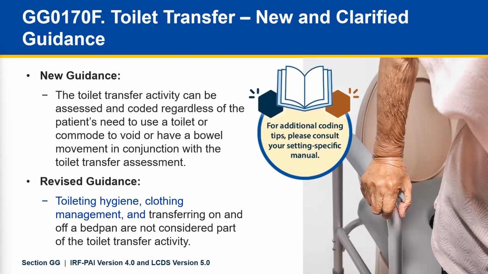GG0170F, toilet transfer, looks at the patient's ability to get on and off the toilet. Just like with toileting hygiene, the transfer on and off a toilet can still be assessed and coded with a performance code, even if the patient does not need to void or have a bowel movement in conjunction with that transfer. It is also important that for GG0170F, the activities of toileting hygiene, clothing management, and transferring on and off a bedpan are not considered part of the assessment for GG0170F.